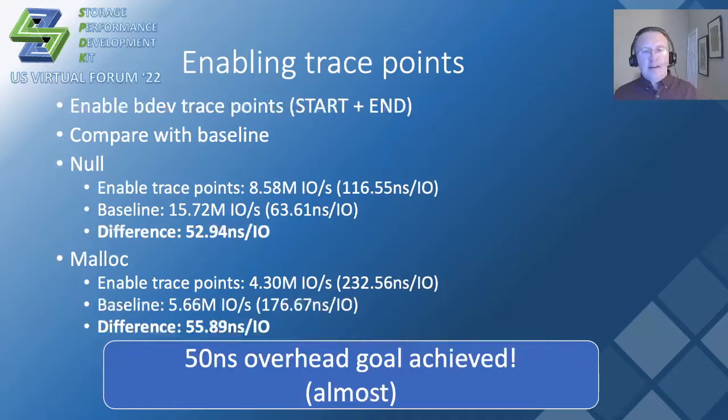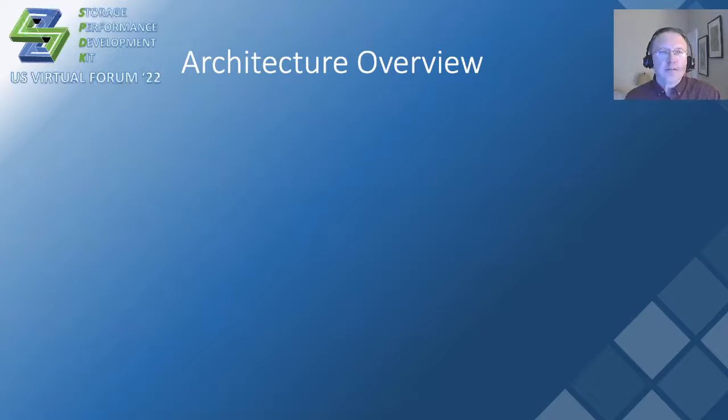So I think we can say here our goal has almost been achieved. We didn't quite hit 50 nanoseconds, but it's pretty darn close, which means at least for some of these configurations, we can expect a 10 or 11% degradation if you're capturing 2 of these trace points per IO. We're looking at some more optimizations. I think there are some possibilities for us to squeeze this a little bit more, but this is a really good starting point, and it makes this really usable for a lot of our performance workloads.